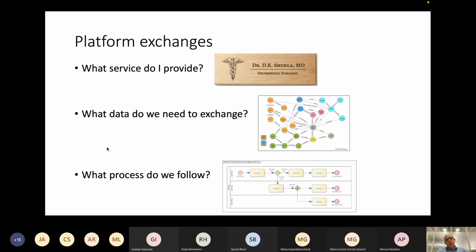And then the third component is around process. I have examples of all of these, so don't focus too much. But we do need to understand the process in which the data is exchanged for the purpose of providing a common service or an interoperable service.